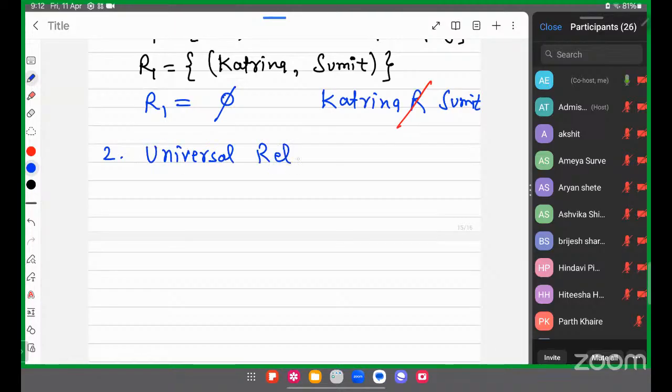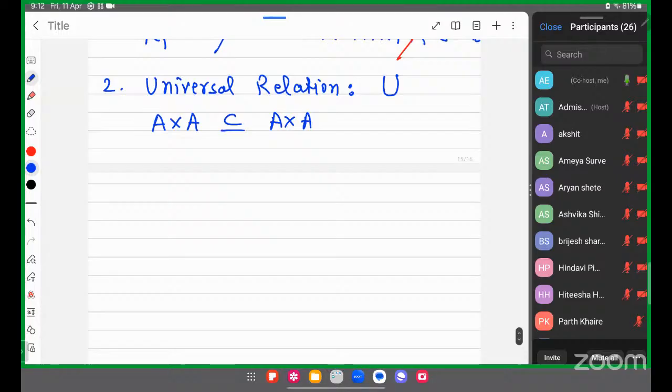Universal relation, right? Universal relation will be given by U. You can also say that A cross A is a subset of A cross A. So if you take A cross A completely as a relation, this relation will be known as universal relation.